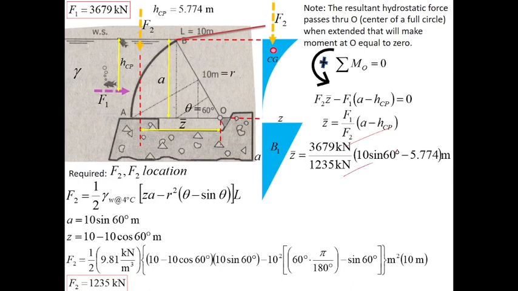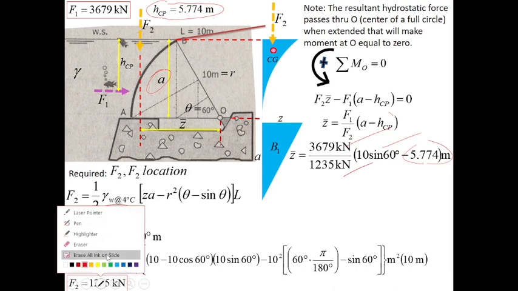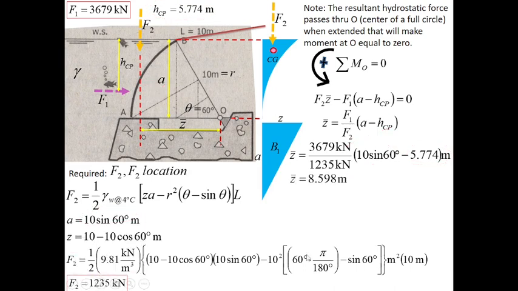Ang ating A, ano yung A natin? A is 10 sine 60 degrees. Ang ating HCP ay nasagot na yan kanina, 5.774 meters. Okay? So, we will get an answer of 8.598 meters.